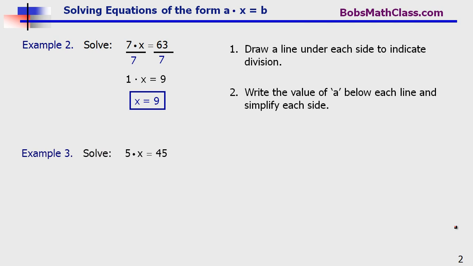Okay, here's another one. Again, draw a line underneath each side. And then what number is going to go below each line? That's right, 5. Now, you don't have to write it as a 1. 5 over 5, what is 5 over 5 equal to? Yeah, it's 1. Or you can just line them out. Many people prefer to do it that way. So just bring down the x, and then 45 divided by 5 is 9.